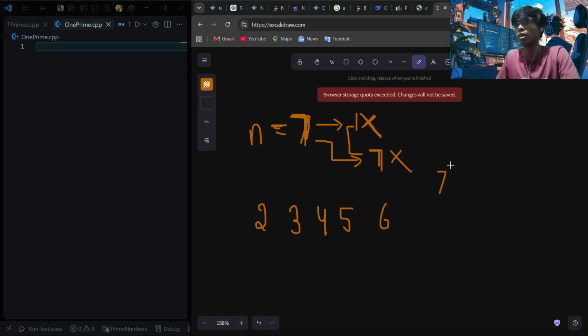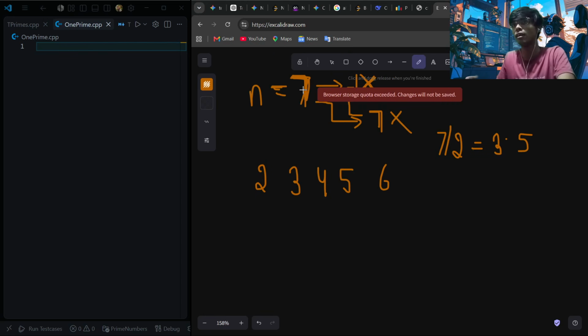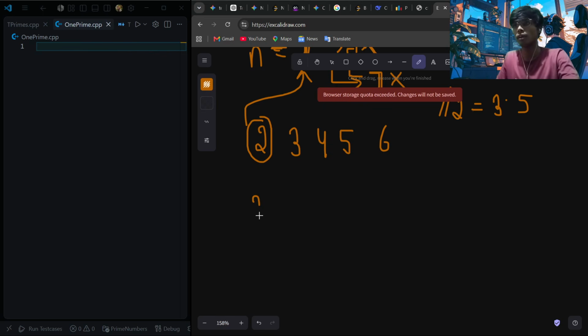So what does it mean that a number divides 7 or not? If I divide it by 2, I get 3.5. Actually, we have to check the remainder after dividing 7. A number will divide 7 only if we get remainder equal to 0. So let's try to divide. If I divide 7 by 2, I get 6 and then remainder 1.